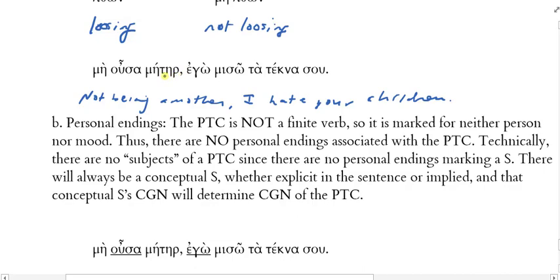So how do we know that, because egō is just I? If that sentence were said by a male, how would it be different? Yeah, so if it were a man saying it, it would be mē ōn mētēr egō misō ta tekna sou. So I would have to change the ousa back to the masculine form.